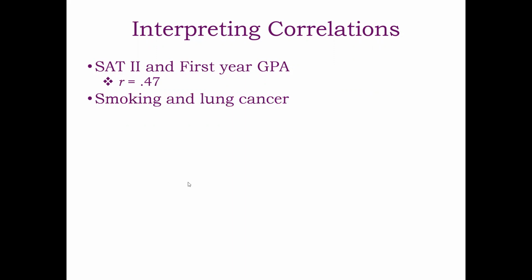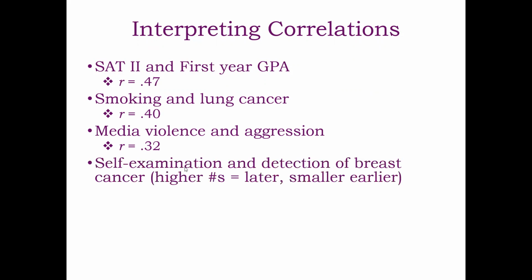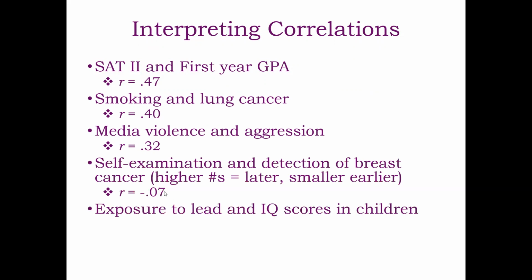Anyway, off topic. Smoking and lung cancer, r equals 0.40, again, important. Media violence and aggression, 0.32. We'll talk more about that with our examples, right? But this is media exposure, media violence, not necessarily video games, let me tell you. Self-examination and detection of breast cancer. So again, this could be important because it is important.